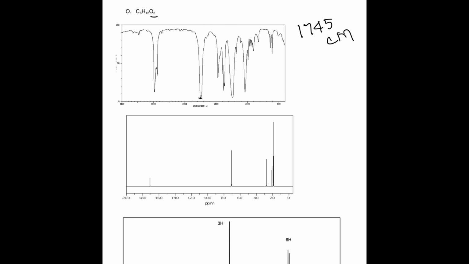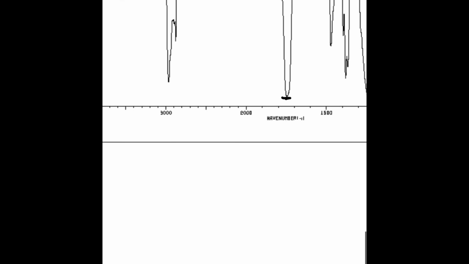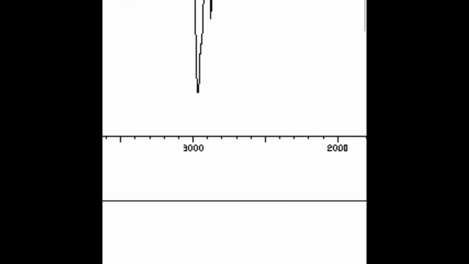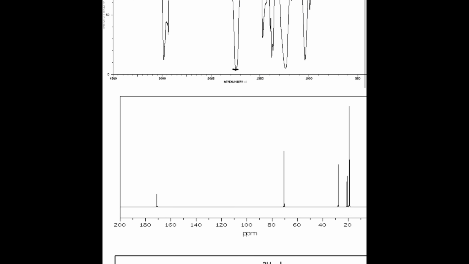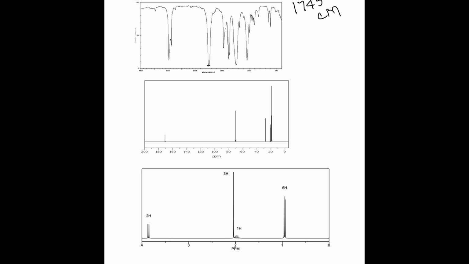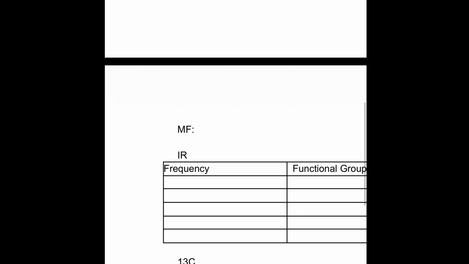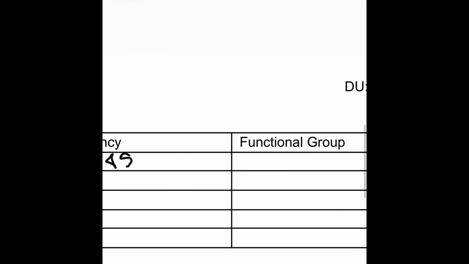Regarding the CH bond, we see that the peak is right here below 3,000. So according again to the table of absorption peaks, that would make that an alkane. So with that being said, we will only have one ester functional group. We can now go down to the table, and we can write in our frequency, which was at 1745. And this is an ester group.